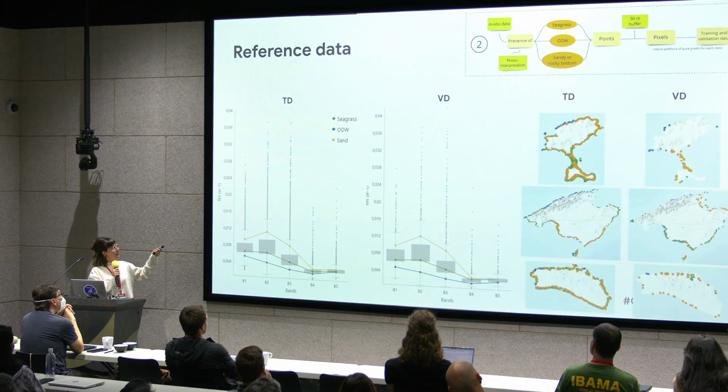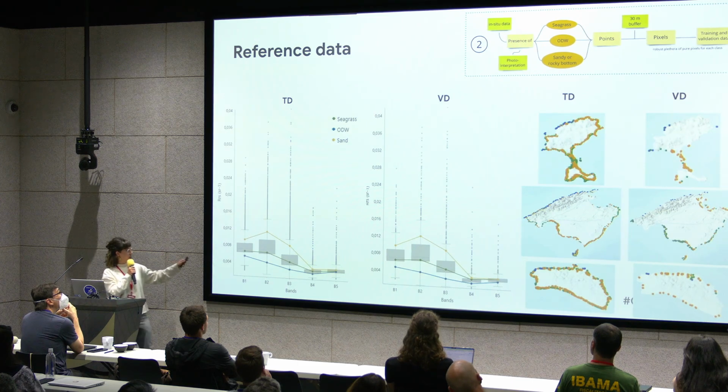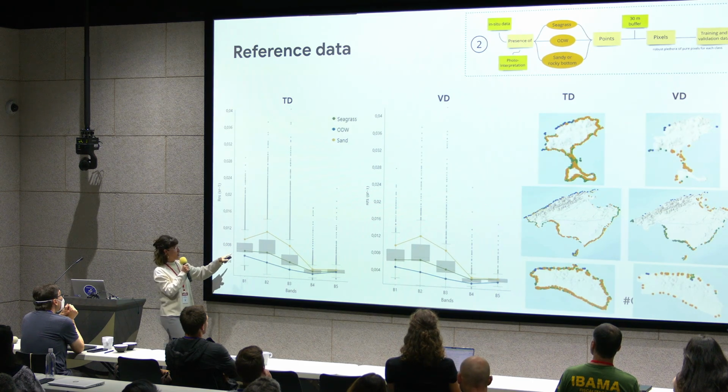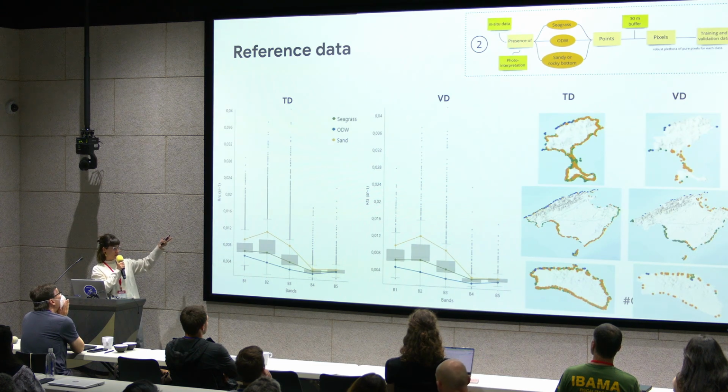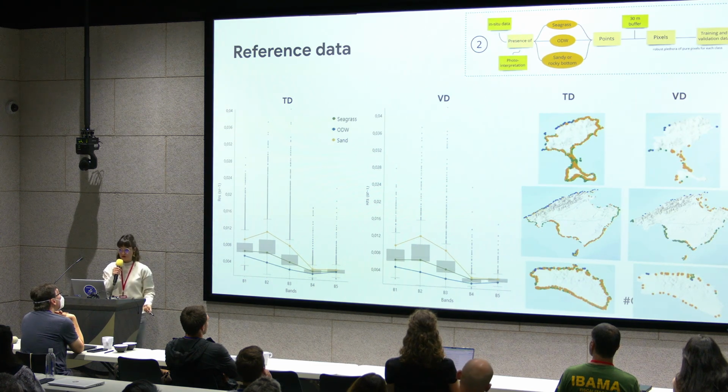This reference data is the one we used. We generated training data from photo interpretation. The validation data was taken from in situ measurements. And here you can see the reflectances and how the seagrass class is really differentiated from sand or rocky bottoms and optically deep waters.